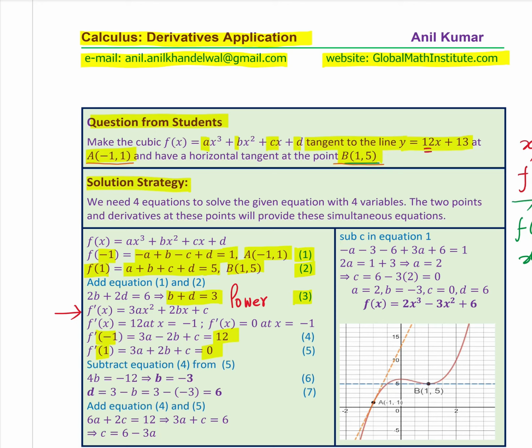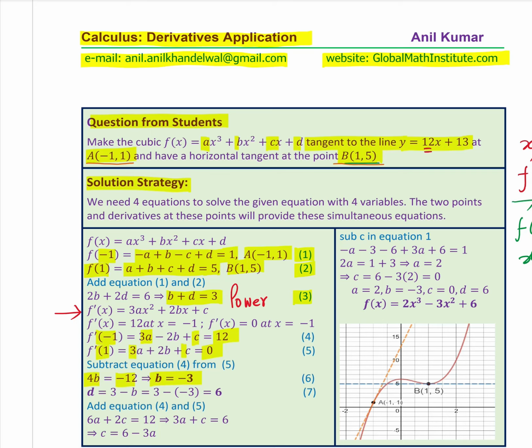Now in these two equations, you can see that the terms 3a, 3a and c will cancel away when I take away equation 5 from equation 4. Clear? So we could simplify this and we have 4b equals minus 12. That gives us the value for b. So one of the parameters, b, is known to us as equal to minus 3.